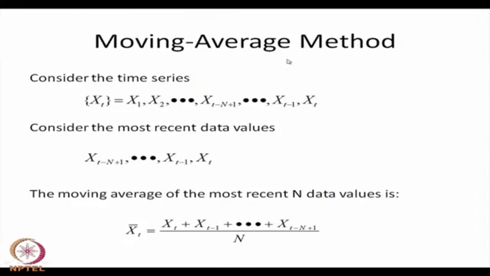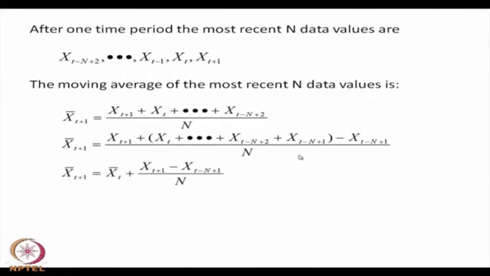Now, the moving average period is basically that we take only a constant moving average period. Suppose we decide to take only the most recent n data points, that is the moving average period. We may have many more data points, but we will take only the most recent n data points. Then the average value will be calculated in this manner, and when the next data point is available, we discard the old value and add the new value, and thereby we recalculate the value of x at time t plus 1.